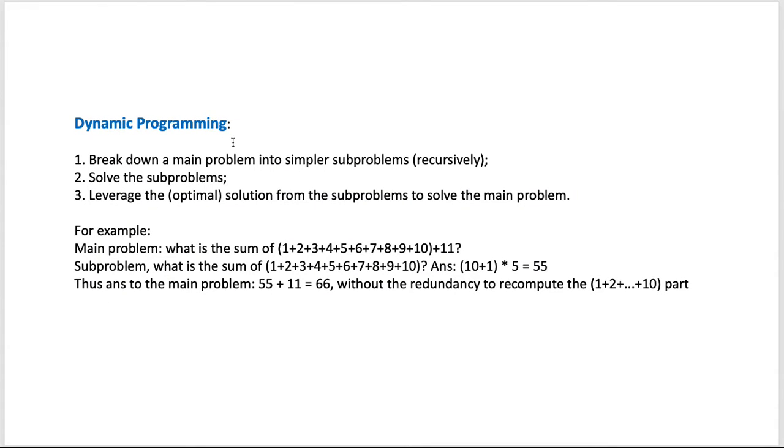Dynamic programming is to break down a main problem into smaller subproblems recursively, solve the subproblem first, and leverage the optimal solution from the subproblem to solve the main problem. For example, what's the sum of 1 plus 2 up to 10 and plus 11? You solve the subproblem first, 1 plus 2 up to 10, and you memorize the answer 55 from previous computation. Then the answer to this question will be simply 55 plus 11 equals 66 without the redundancy to recompute the 1 plus 2 up to 10 part.